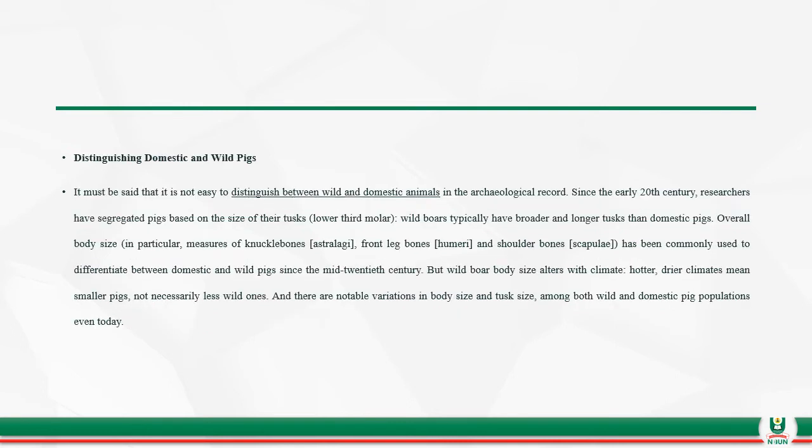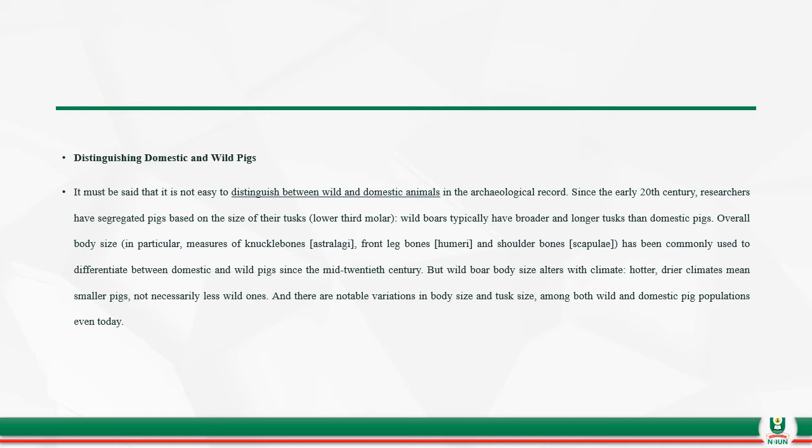Now we need to distinguish between domestic and wild pigs. It must be said that it is not easy to distinguish between wild and domestic animals in the archaeological record. Since the early 20th century, researchers have segregated pigs based on the size of their tusks and lower third molar. Wild boars typically have broader and longer tusks than domestic pigs. Overall body size, in particular measures of knuckle bones and front leg bones, has been commonly used to differentiate between domestic and wild since the middle 20th century.